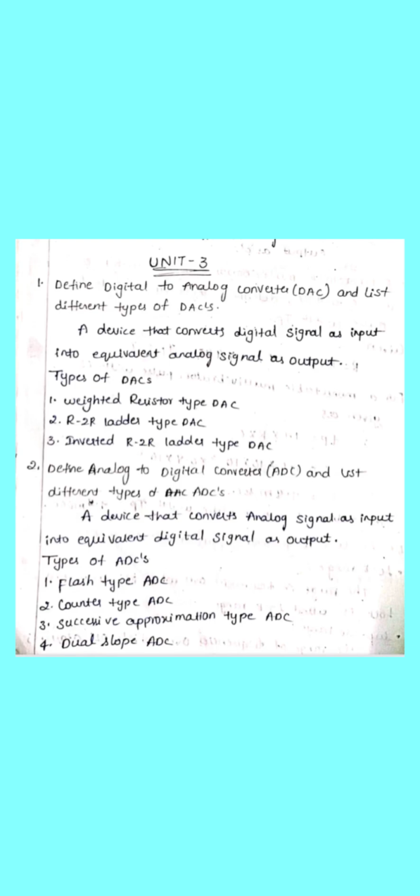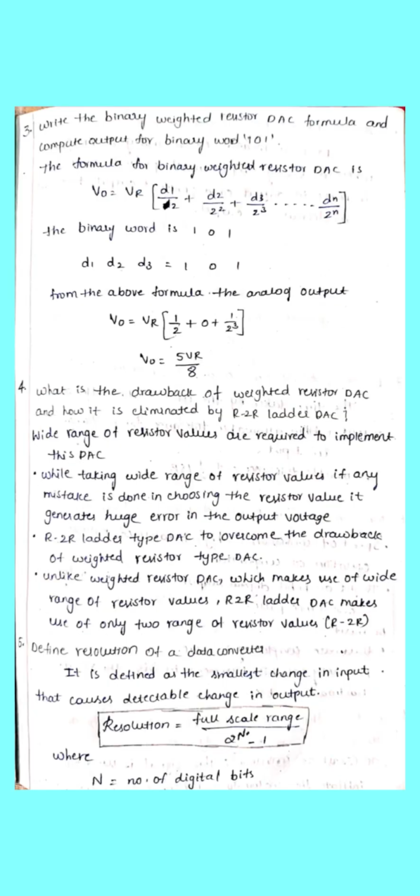Question number 3. Write the binary weighted resistor DAC output voltage formula, and compute the output voltage for binary word 101. The output voltage formula for binary weighted resistor DAC is V0 equals VR into D1 by 2 power 1 plus D2 by 2 power 2 plus D3 by 2 power 3 and so on up to Dn by 2 power n.